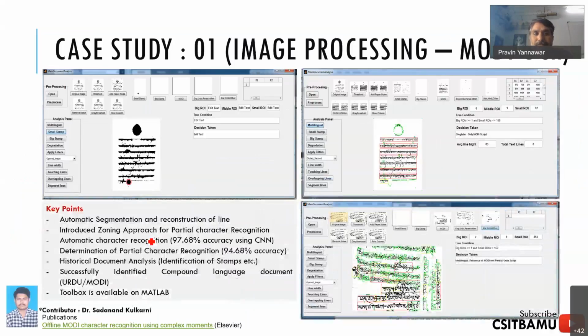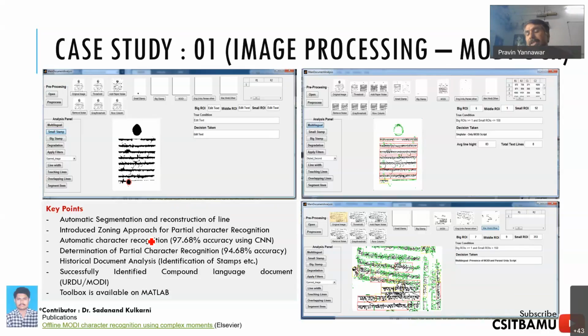The image processing study is being taken. Now, in order to look at the documents, we have come across certain outcomes through this image processing research: automatic segmentation and reconstruction of lines, which is a difficult part for Modi script, but it is handled very effectively through this research by Dr. Sadanand Kulkarni. So the reconstruction of the entire line is done here. Then the zoning approach is also used.